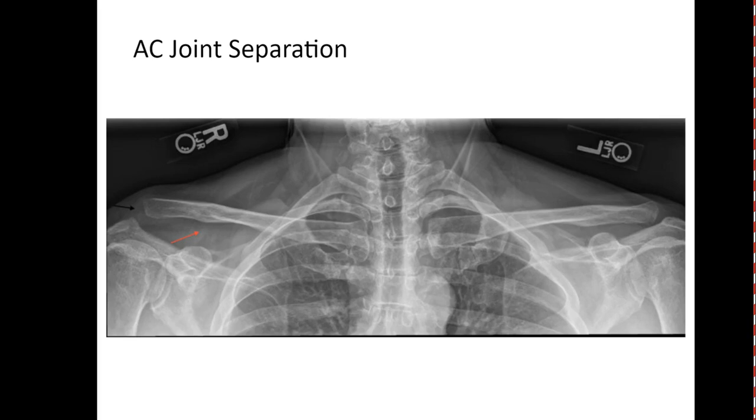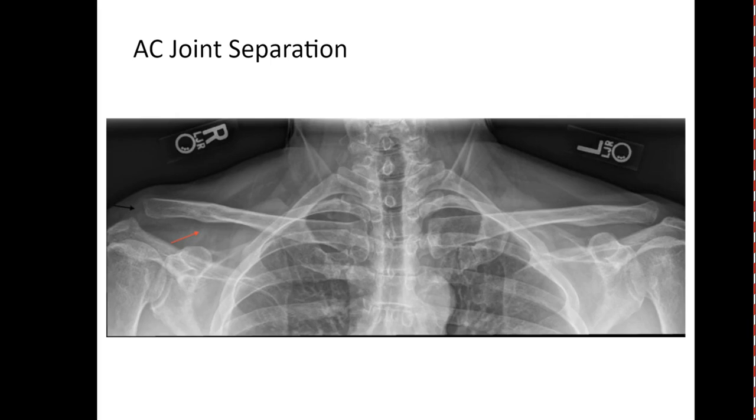So what the physicians are looking for here is they are trying to evaluate any separation between the clavicle and the acromion. And you can see on the right here, there's quite a bit of separation compared with the left or the uninjured side. Using weights actually puts pressure on the joint in question, and that helps the physicians evaluate if any separation is present.